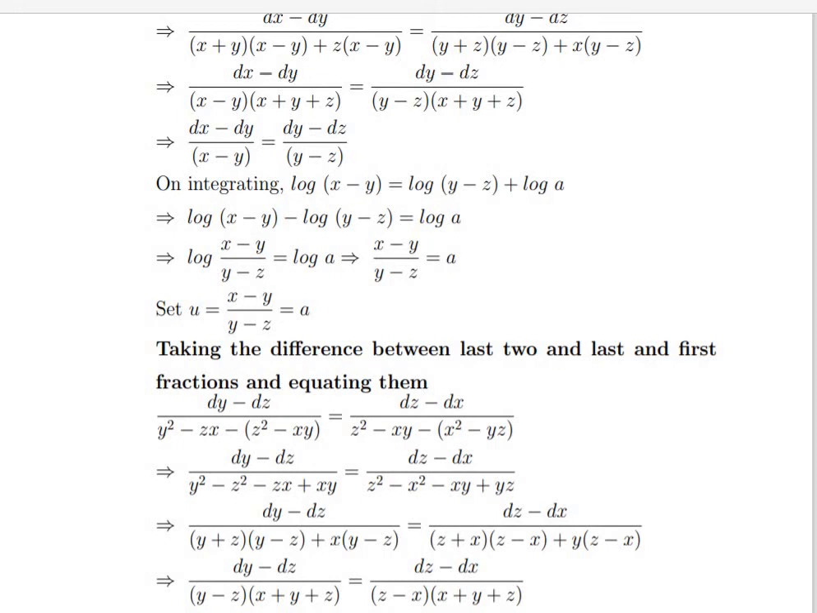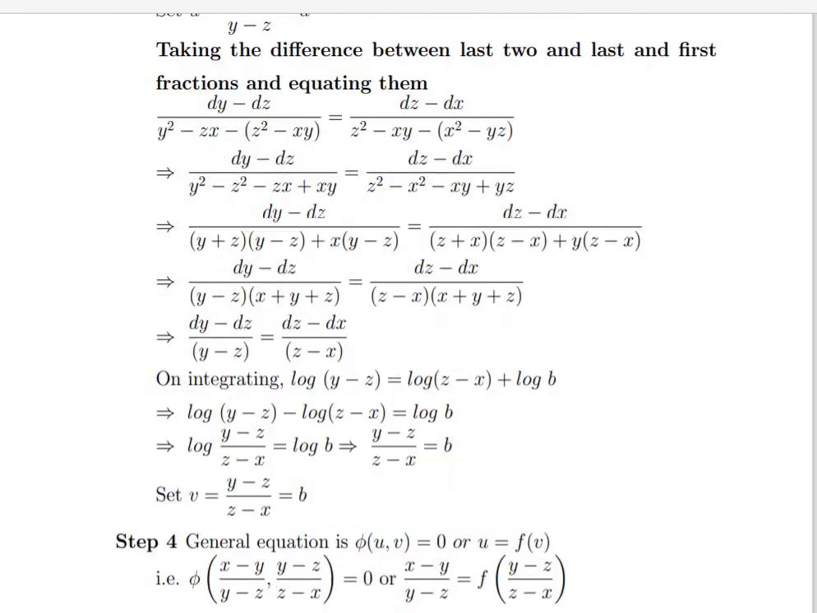After that, we have factorized the terms and taken the common terms outside. So the entire equation got simplified as dy minus dz by y minus z into x plus y plus z equal to dz minus dx by z minus x into x plus y plus z. Now on the next line, the term x plus y plus z is cancelled from both sides, so the equation simplifies to dy minus dz by y minus z equal to dz minus dx by z minus x. Now on integrating, we get log of y minus z equal to log of z minus x plus log b.